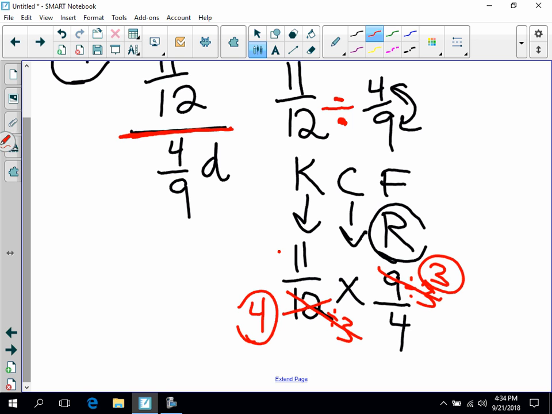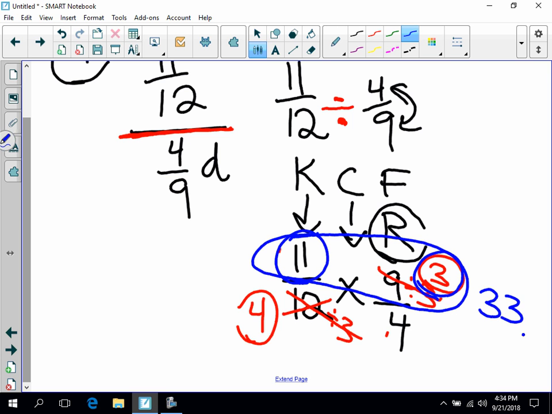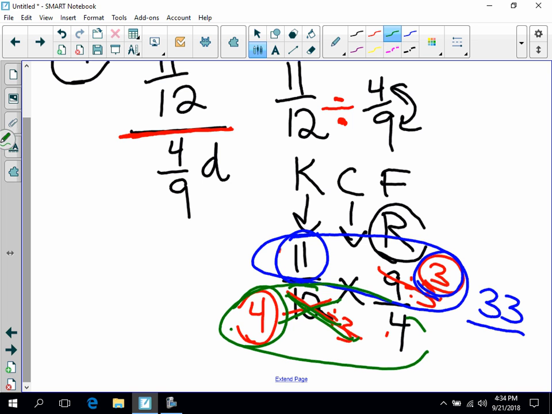Take a look at 11 and 4. 11 is a prime number. 11 and 4 are not both divisible by the same number, so you can't simplify those diagonally. So the next step is to multiply across. I multiply the 11 by the 3, and I get 33. I multiply in the denominator, you'll see that this is already gone, so I have a 4 being multiplied by a 4, and I get 16.